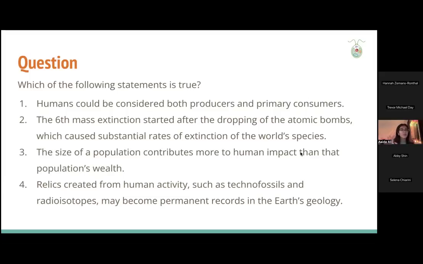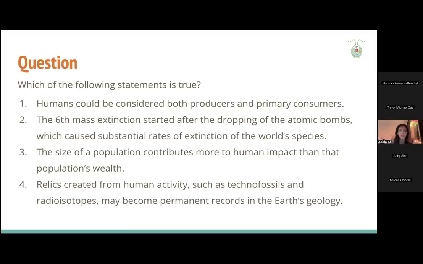Option number 2 is incorrect for a couple of different reasons. This statement assumes that the sixth mass extinction has already started, which we're not sure of yet. It absolutely states that it started after the atomic bombs, whereas that's just an estimate and something that scientists have thrown out there. And then finally, it suggests that the rates of extinction increase was due solely to the bombs, whereas it's due to human activity in general. So it's false for a couple different reasons.